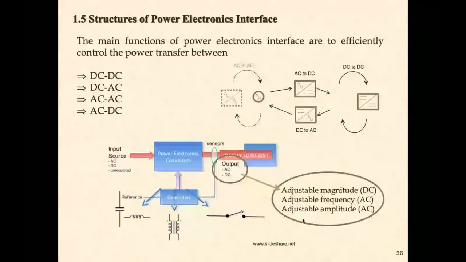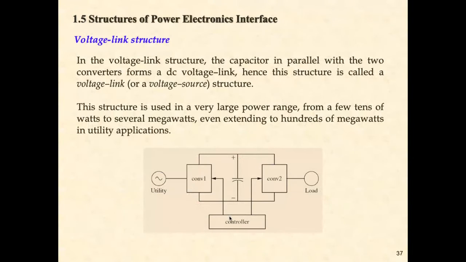So in this subtopic, I just want to introduce you to two main structures of our electronics interface. No matter what we want to do with the power electronics interface, for example, DC, AC, and so on, we have very similar diagrams. We still need to rely on two main types of power electronics interface. The first one is the voltage link structure.